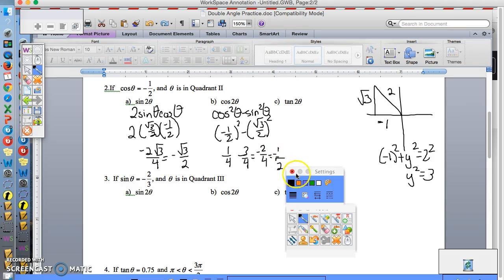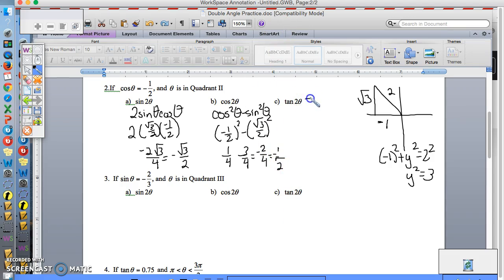And again, tangent, sine of 2 theta over cosine of 2 theta. So we have our sine we found here, negative root 3 over 2, divided by negative 1/2, and we end up with root 3.